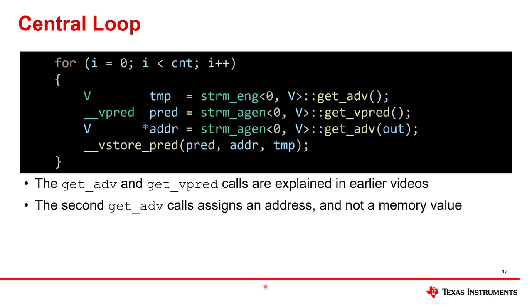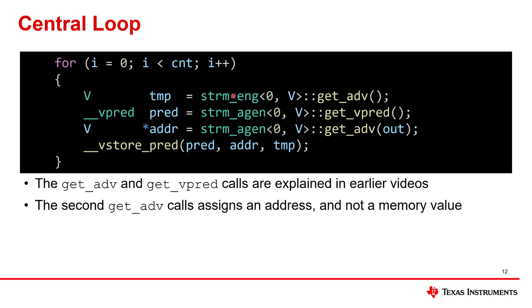Next is running the loop that performs the copy. The variable CNT, count, is the number of loads and stores that will be performed. It's also the number of times the loop will run. The first three statements are creating variables. This is a vector, a predicate, and a pointer to a vector, and then assignments are performed to each variable in the same statement. These function calls here have been introduced before in earlier videos, but I'll review them again here.